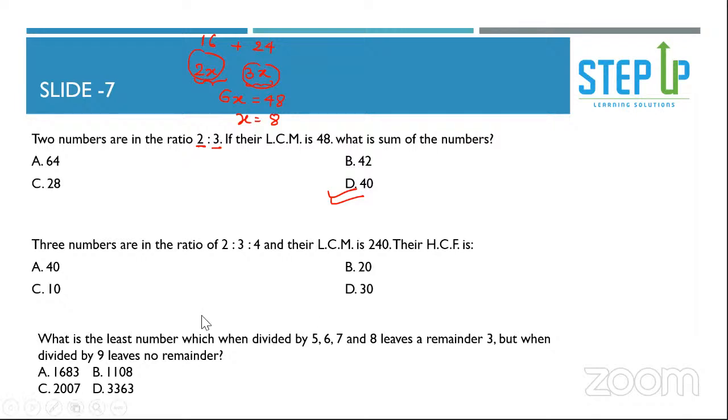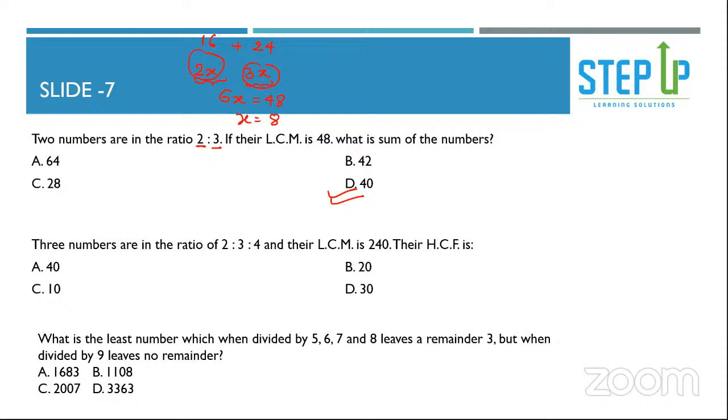Right, 40 is the answer. Now try this question mentally. 3 numbers are in the ratio of 2:3:4, and then LCM is 240. Find their HCF. What will be their HCF? D is the answer. Okay, for the previous one.